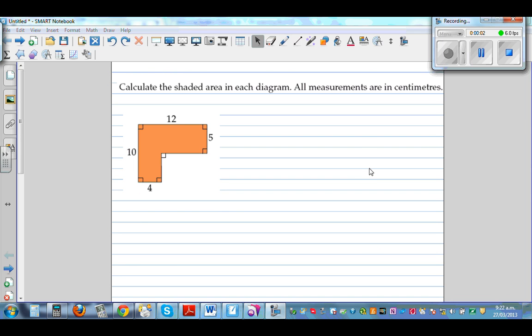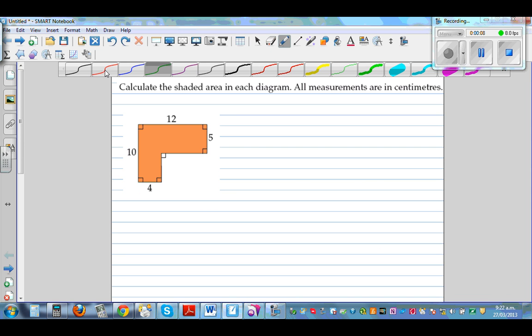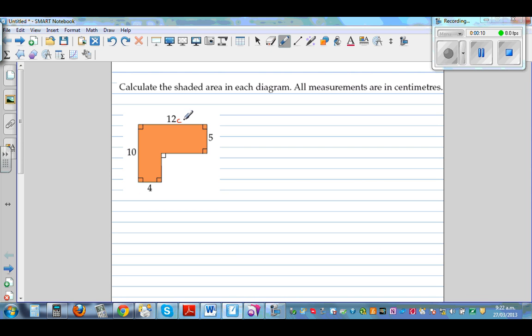Calculate the shaded area of each diagram. All measurements are in centimeters. Let's look at the first shape. This is given to be 12 centimeters. This is 5 centimeters. This is 10 centimeters. And this is 4 centimeters.